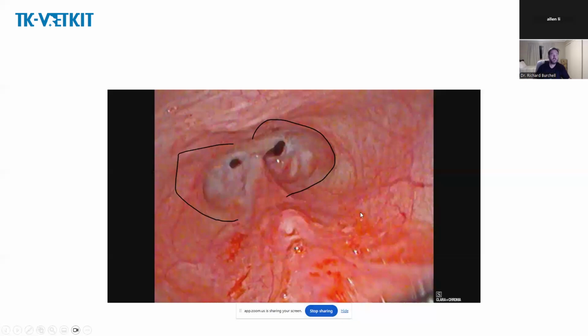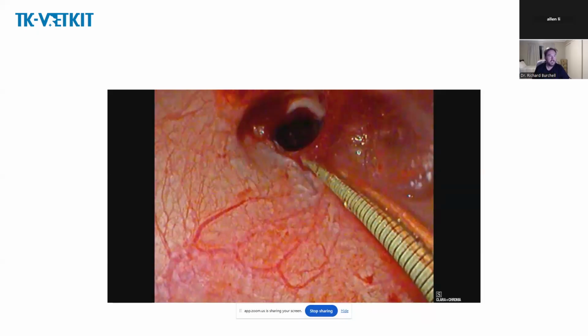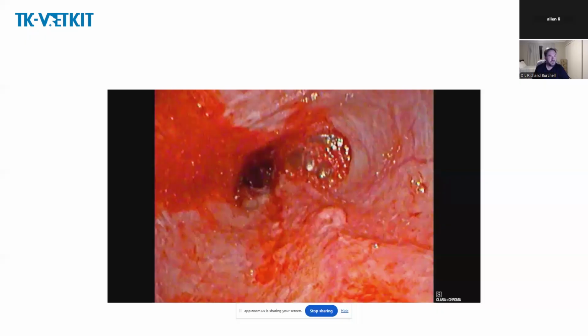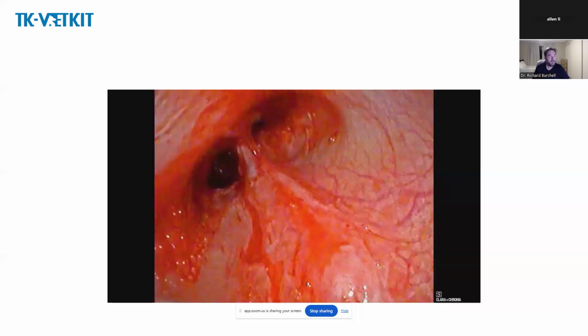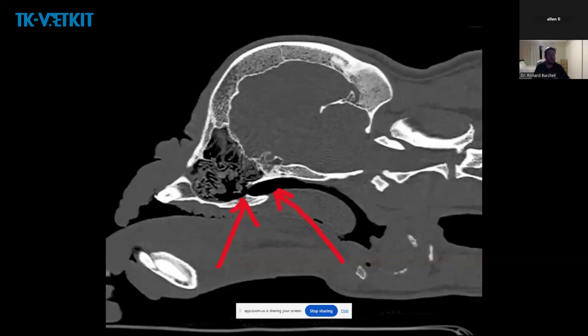This is what it looked like when we went in endoscopically. And so what we did was we put a balloon in, and we did a balloon dilation and broke the stricture. And you can see the stricture's broken. It's broken on both sides. We managed to open it up on both sides. And this is Max post balloon dilation. You can see the stricture is gone, and he now has a passageway for air.